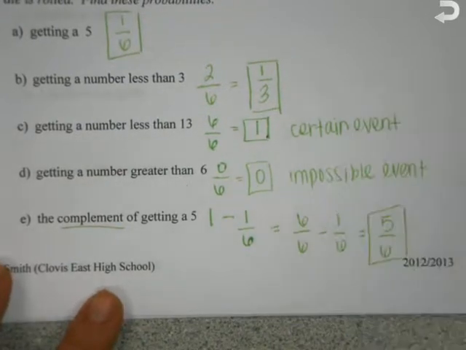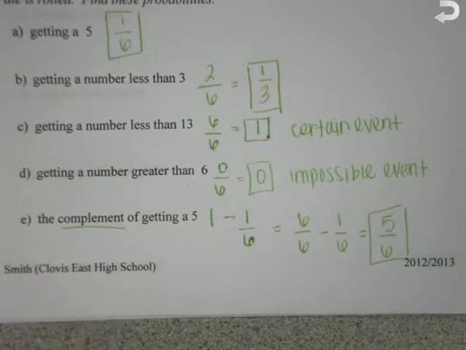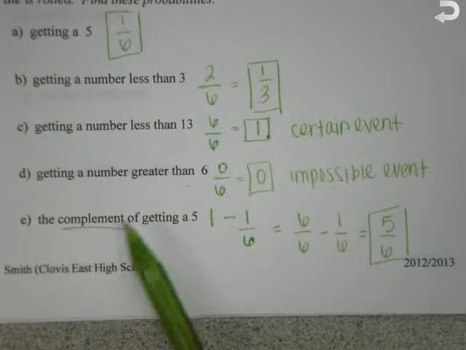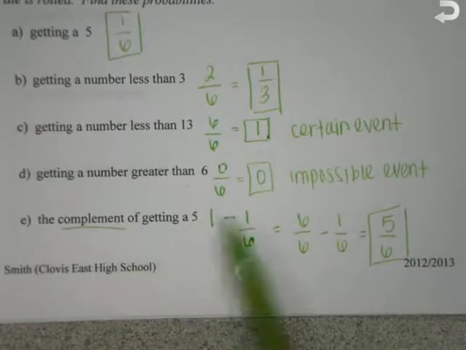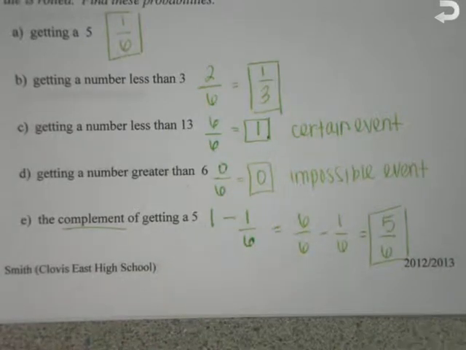Doesn't that make sense? How many numbers are possible if I do not want to roll a 5? 1, 2, 3, 4, 6. So there's 5 of them. So the probability of not rolling a 5 is 5 out of 6. Make sense? That's what complement means: not coming up with what they want.